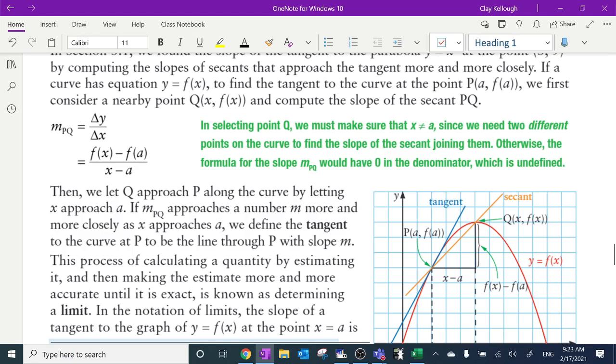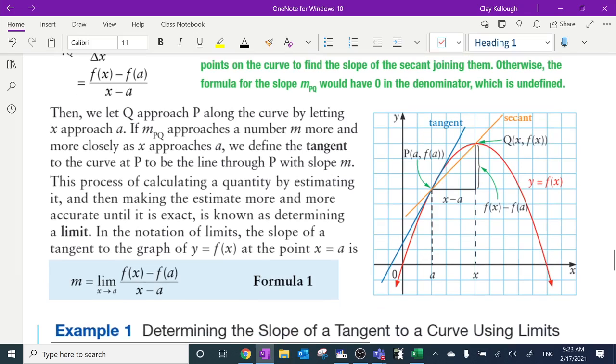But if we get infinitely close to x and a being next to each other or being the same point, if I shrink the difference between these two points on the x-axis so that the two points on the curve get closer and closer together, well, if I start moving Q closer and closer to P, eventually I'll get this blue tangent line. And this process of calculating a quantity by estimating it, then making the same estimate more and more accurate until it's exact, is what we call determining a limit.